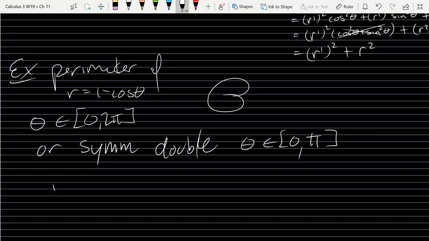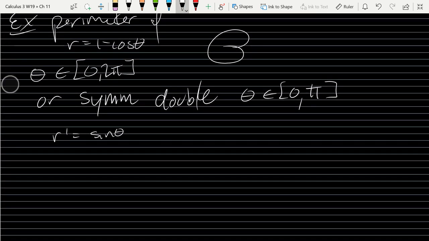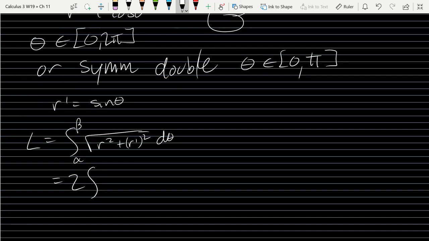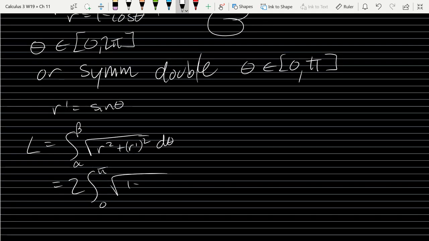So I have r right there. I need to get r prime to use the length formula. So r prime, the derivative of 1 minus cosine, is positive sine. That's r prime, and we're ready to write up the arc length. It's the integral of the square root of r squared plus r prime squared d theta, from alpha to beta. We're, of course, doubling, so I'll put that 2 outside. From 0 to pi, square root, r squared is (1 minus cos theta) squared, plus sine theta squared d theta.